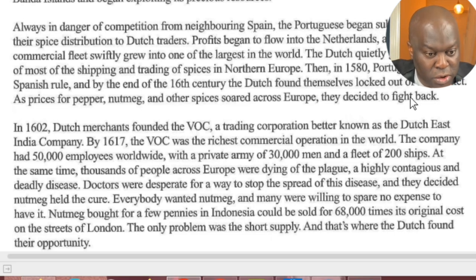Nutmeg held the cure. Everybody wanted nutmeg, and many were willing to spare no expense to have it. Nutmeg bought for a few pennies in Indonesia could be sold for 68,000 times its original cost on the streets of London. The only problem was the short supply, and that's where the Dutch found their opportunity.